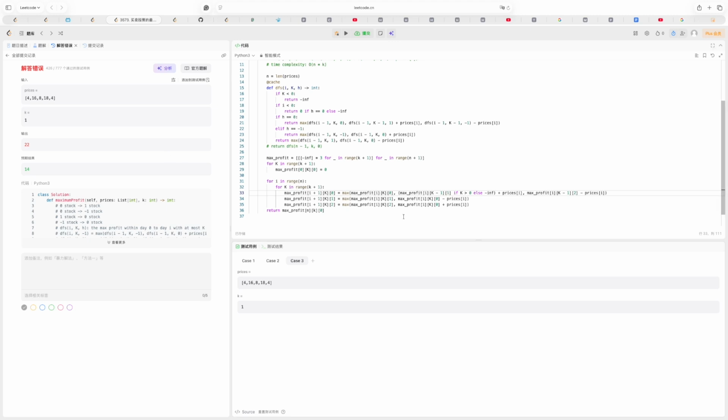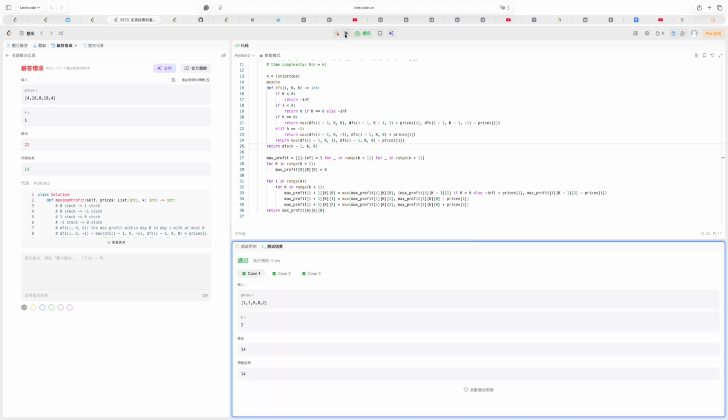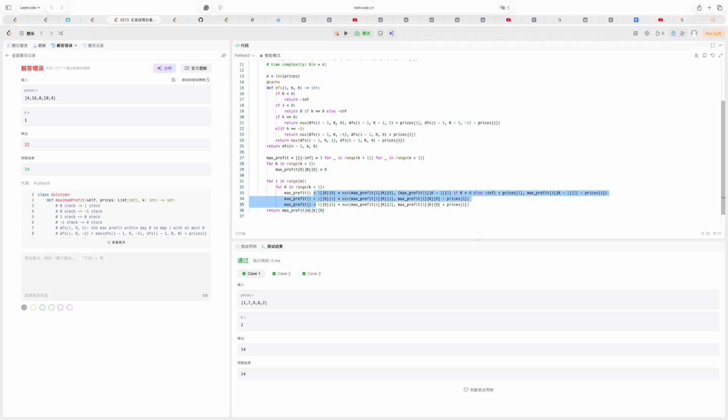I made a mistake. Let's see if we use this. Can it pass? Yes. So that means there's a mistake here. Maybe H has something wrong. I plus 1 and I k minus 1 k.